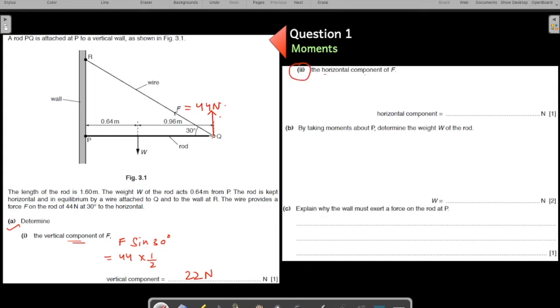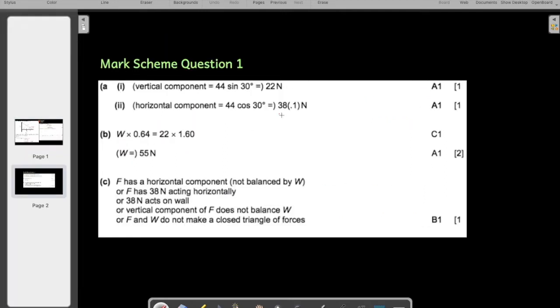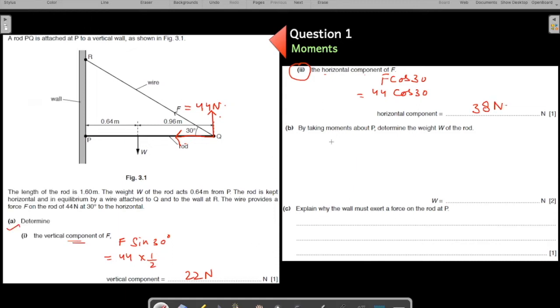Similarly, the next part is easy. The horizontal component. Where would the horizontal component come to be? This is the horizontal component. So what will be the horizontal component? F cos 30, which is 44 cos 30. Here you'll have to work on your calculators and please tally your answers. So let us check with the mark scheme. Your answer should be 38.1 newtons. Let's call it 38 newtons.